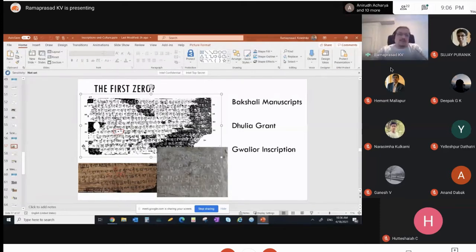Whatever I read about the Dhulia grant says that even if it was not written in 701 Shaka, it should have been written in the very next 1 or 2 decades, judging by the condition of the script. So I think the sequence would be: the earliest 0 that we have is in the Bakshali manuscripts, followed by the Dhulia grant, which is if not 779 CE, maybe 1 or 2 decades later, or even 5 decades later, which still makes it earlier than the Gwalior 0.